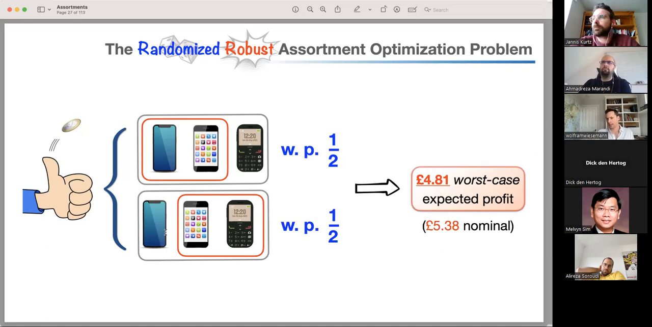Compare this to the deterministic robust optimal worst case expected profits of £4.13 earlier. In fact, if we tune the probability weights, we can increase these worst case expected profits to £5.33, which is very close to the nominally optimal expected profits of £5.50.